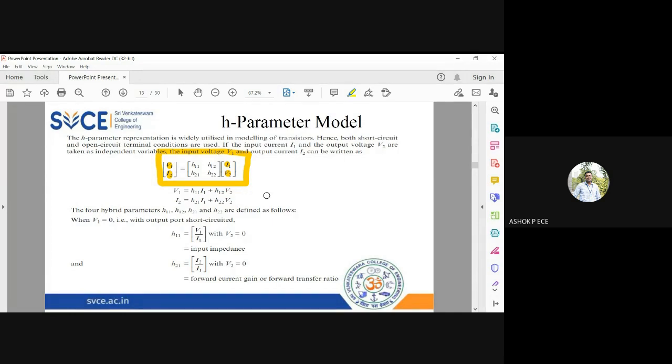Even the H parameter model equation, you should not learn by heart. You should be able to write it on your own anytime it is asked, because it's very simple to remember. So V1, I1 are the input parameters, but instead of I1, since it is hybrid, that is, mixed, you don't take the same combination, right? So V1, I2. And since I've taken V and then I here, I will be taking I and then V. Since I've taken V1, I2, here I have taken I1, V2.